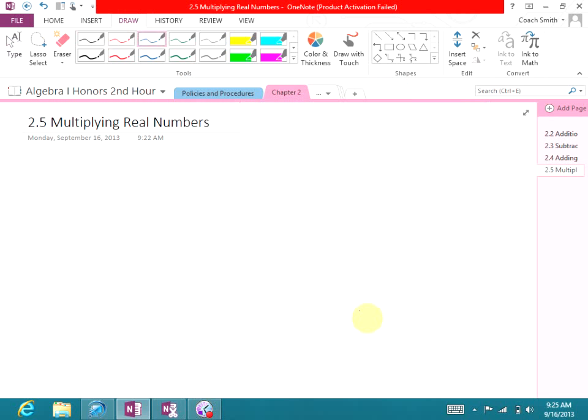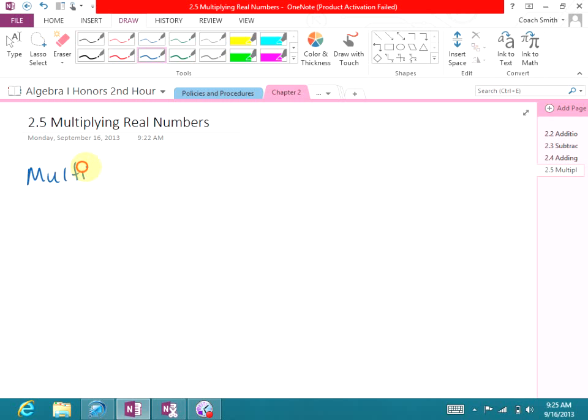All right. So, multiplying real numbers. Basic rules. Now this is where it starts getting a little bit more difficult, because you have to keep the rules separate from our addition rules, because they are a little bit different. So our basic rules are these.